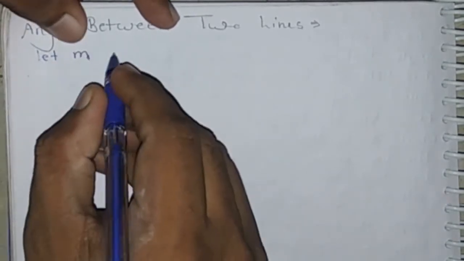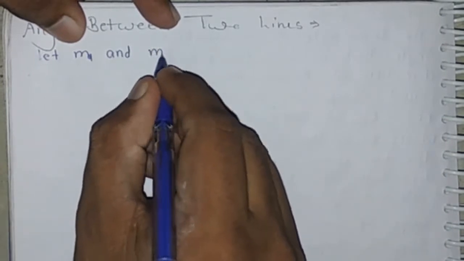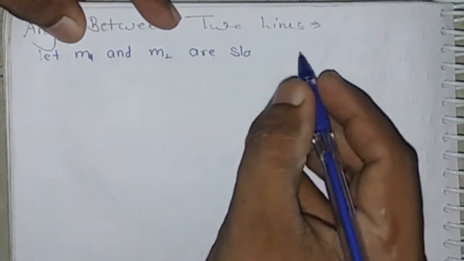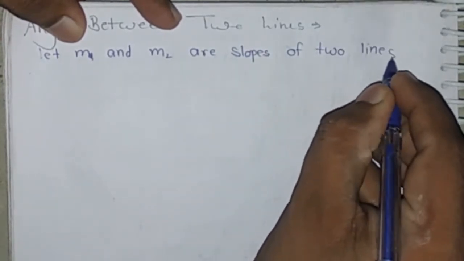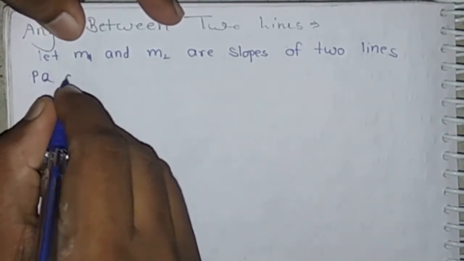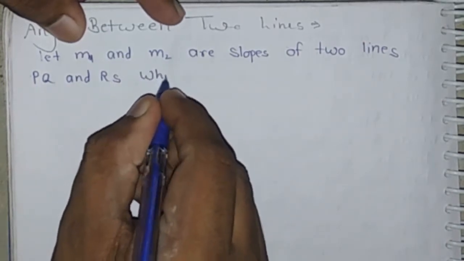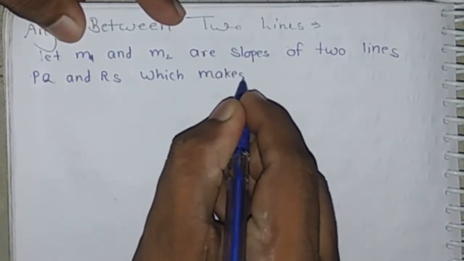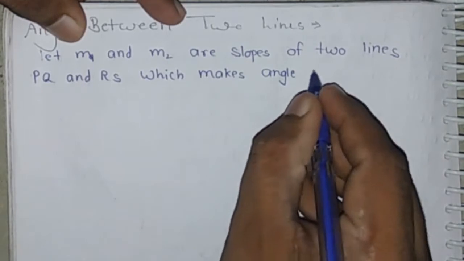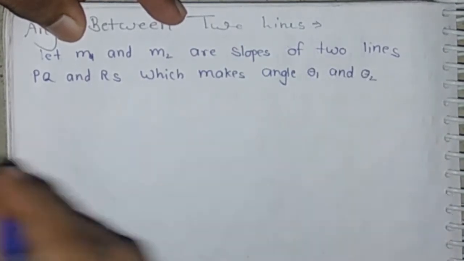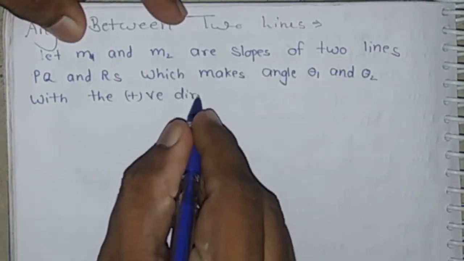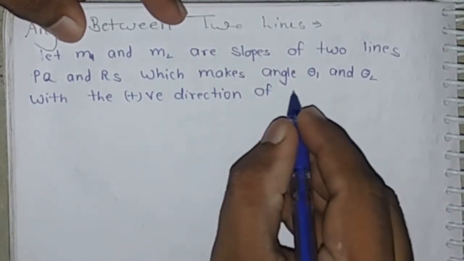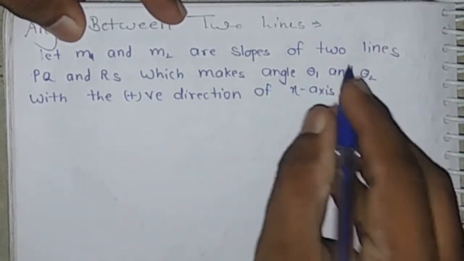Angle between two lines. Let m1 and m2 are the slope of line which makes angle theta 1 and theta 2 with the positive direction of x-axis respectively.